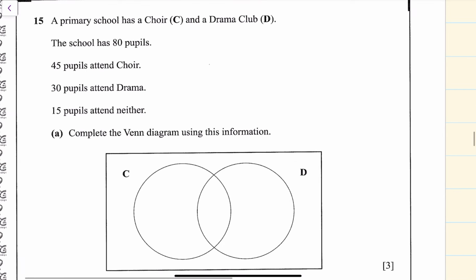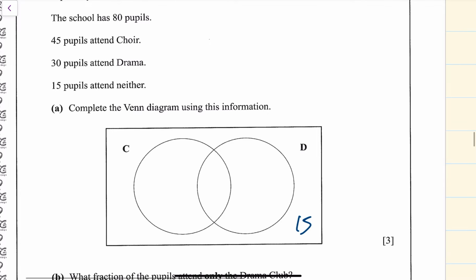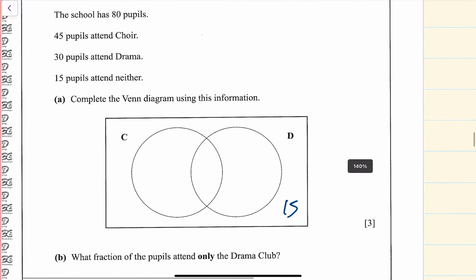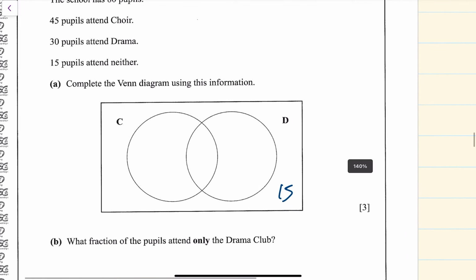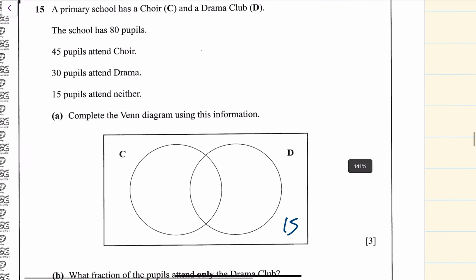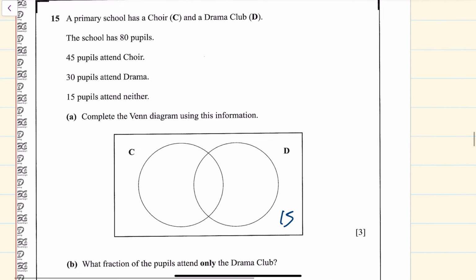Right, primary school has a choir, C, and a drama club, D. The school has 80 pupils, 45 pupils attend choir, 30 pupils attend drama, 15 pupils attend neither. So complete the Venn diagram. 15 is outside, that's the ones who don't do anything. And then 30 attend drama. And okay, right, complete the Venn diagram. Oh dear, right. What do we know? What do we know?